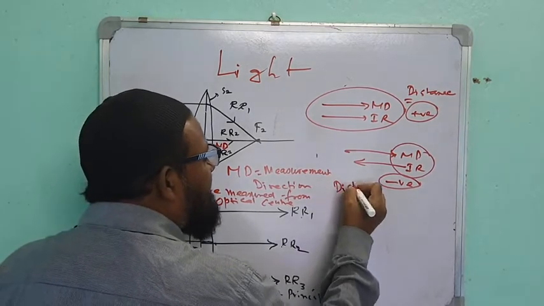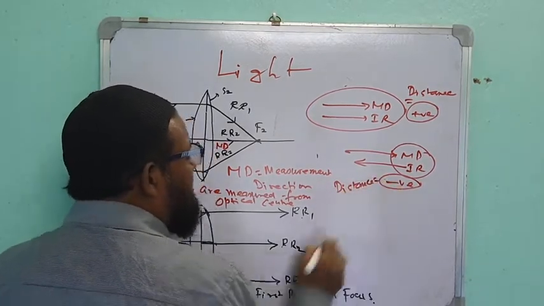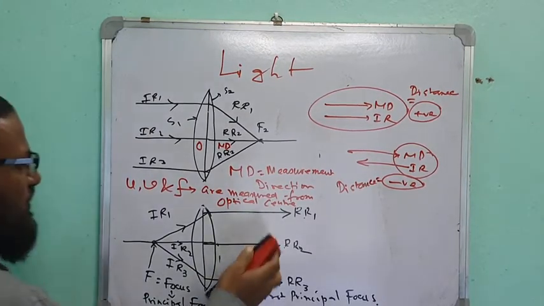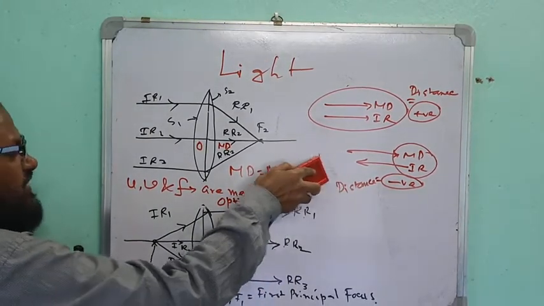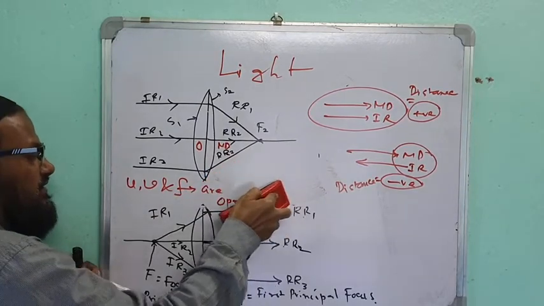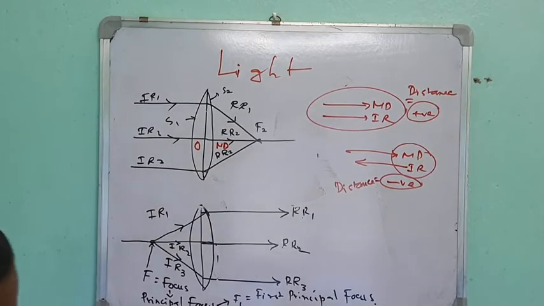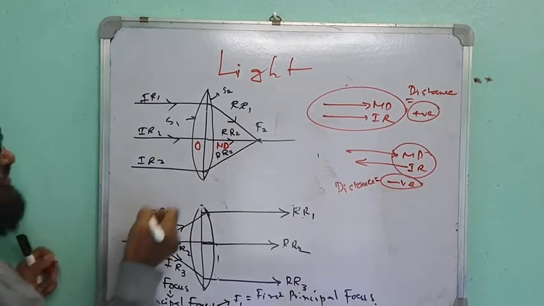The distance is negative. Now, please, I am deleting this portion. Please verify from the figure. Verify from the figure. This is the direction, the measurement direction.